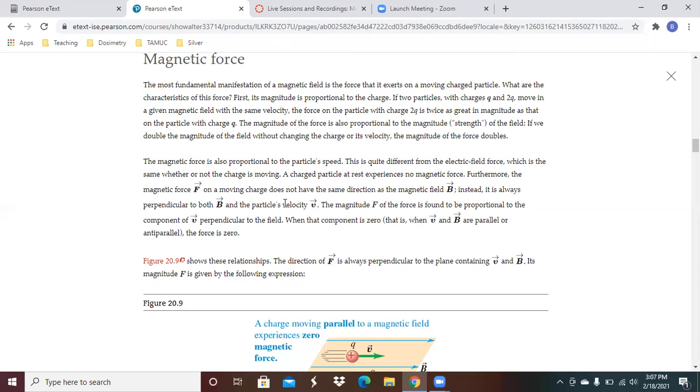Furthermore, the magnetic force on a moving charge does not have the same direction as the magnetic field. Instead, it's always perpendicular to B and V, the direction of the magnetic field as well as the particle's velocity. And it's going to be proportional to the component of V that's perpendicular to the field. So it's a cross product. You may remember that from the torque. When that component is 0, then the force is going to be 0.